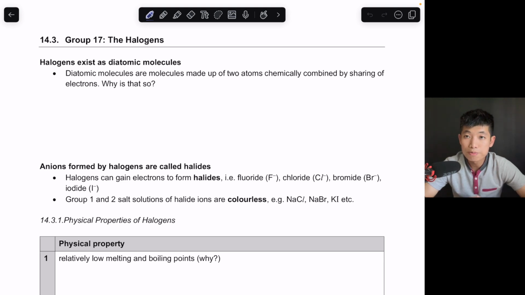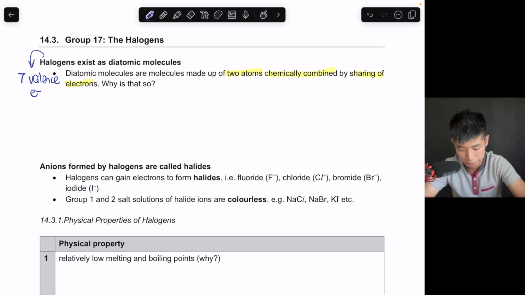metals. So group 17 elements are diatomic molecules. Do you still remember what's the meaning of diatomic? It means that there are two atoms chemically combined by sharing electrons. Recall in chemical bonding, group 17 elements have 7 valence electrons. So they need to share 1 electron in order to have a total of 8 electrons in the valence shell.